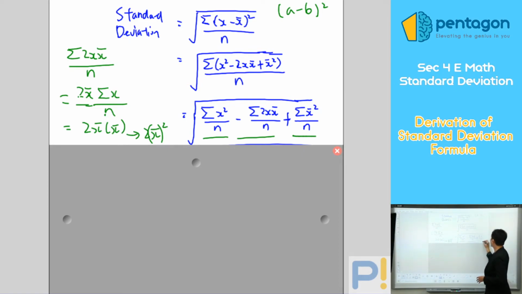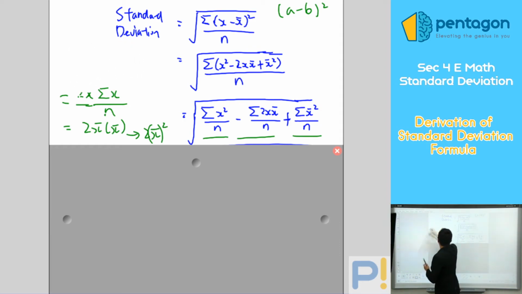Now looking at the last fraction over here. This is also interesting because if you think about it, what am I doing when I sum up x bar squared? I'm adding x bar. x bar, by the way, is a constant, right? I'm adding a constant plus a constant plus a constant plus a constant.